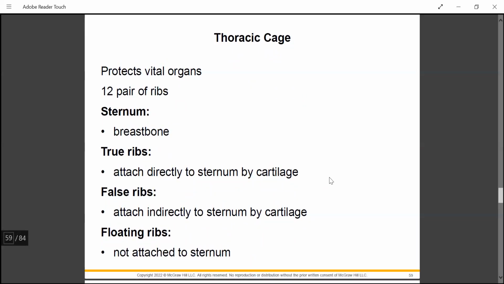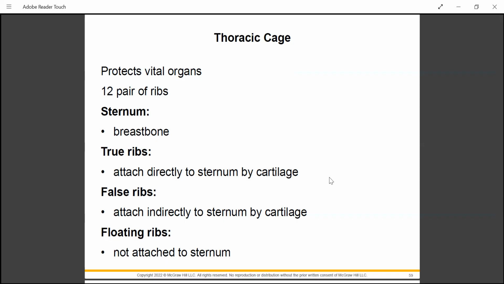Okay, our thoracic cage. It's super important because it gives a lot of protection to our vital organs. There's a reason that our lungs and our heart are hidden behind our thoracic cage: it provides a lot of protection. We have 12 pairs of ribs, so 24 total ribs between the right and left side. We have our sternum, which is our breastbone, right down the center.